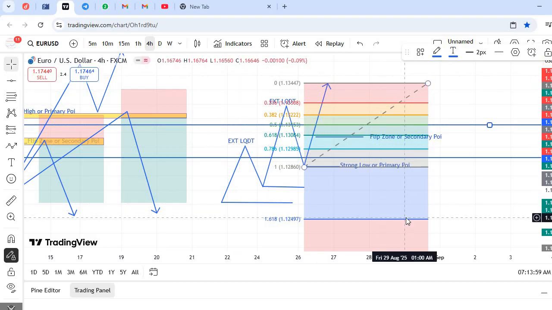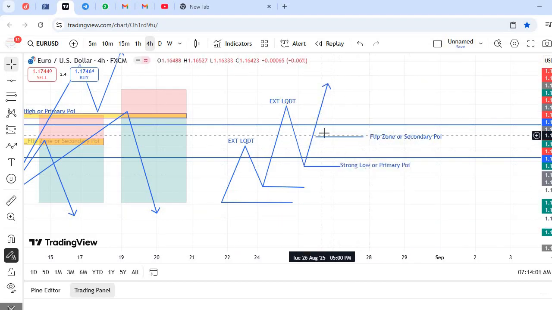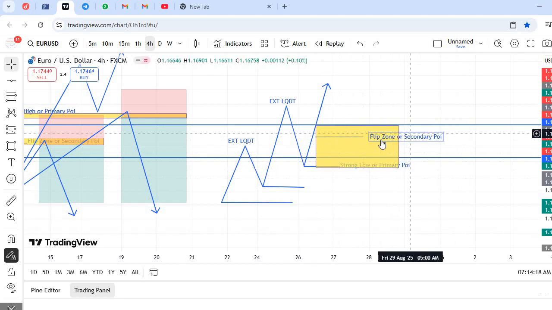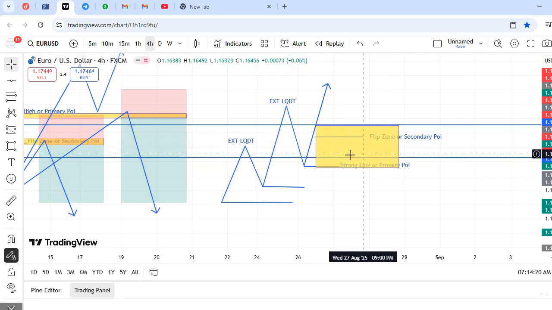So we can remove the fib 2. So now you want to buy anywhere from discount. Can you see? So you want to buy anywhere below the 50%. Yes. Anywhere below 50% is where you want to buy from. So this place now is your discount. You want to buy anywhere from here.